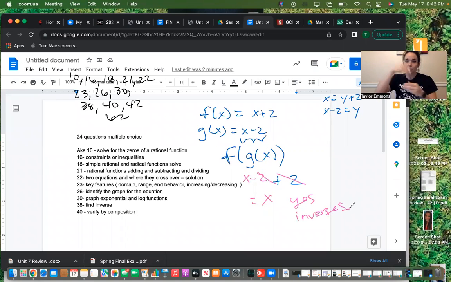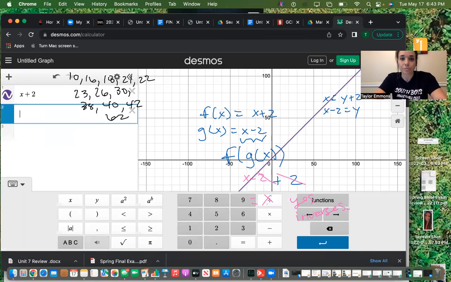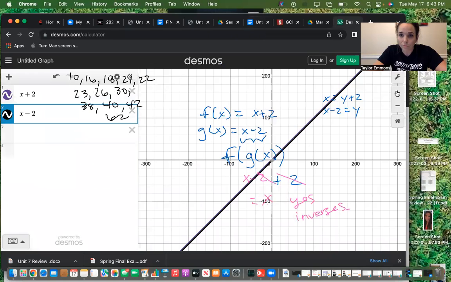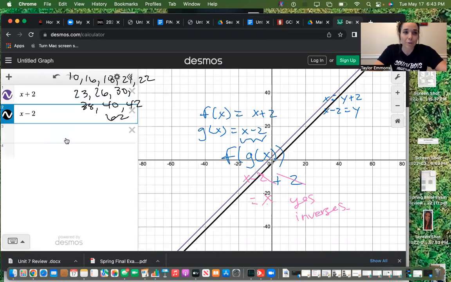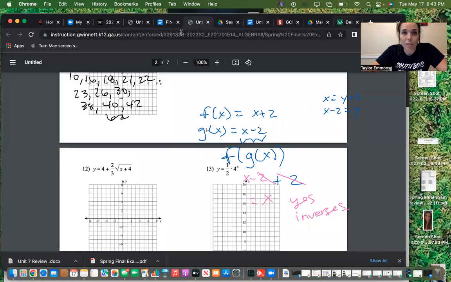Okay, so if you plug one into the other and you get x at the end, once you simplify, they're inverses of each other. Another way you could have done that, again, go into Desmos and plot both the original and the inverse. And on this one, it's a little bit harder to see. But if you plot the line y equals x, it's a reflection over that red line. Okay, so it's like the same on both sides. Okay, 42.